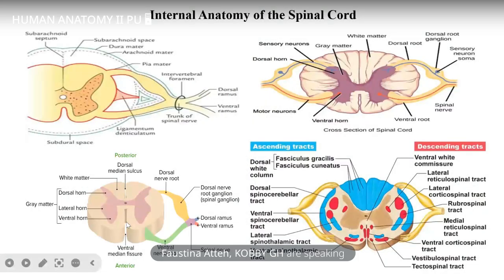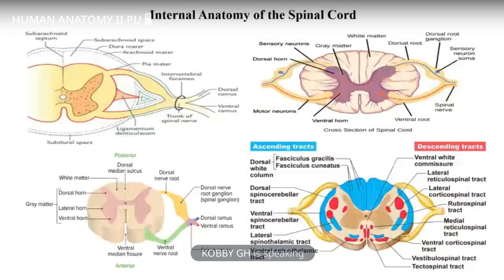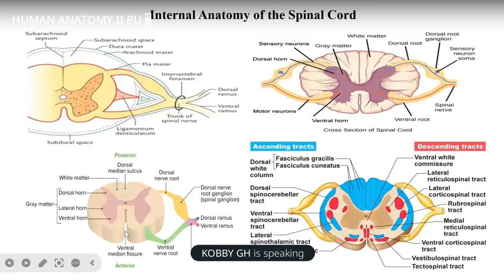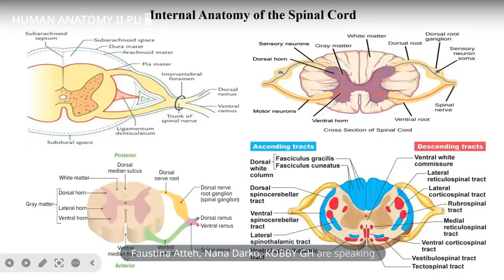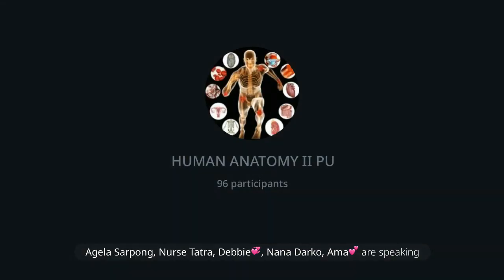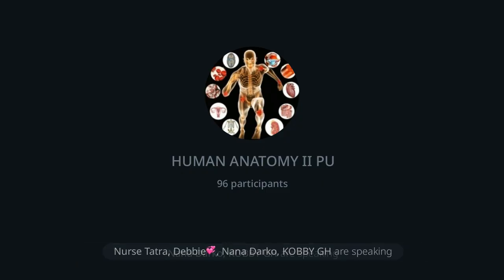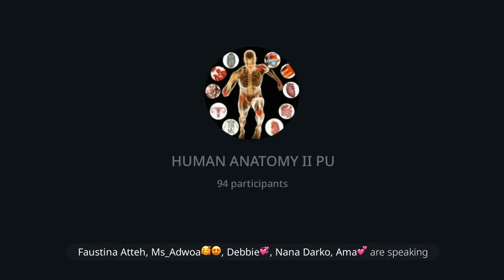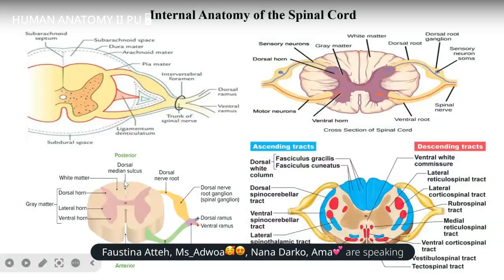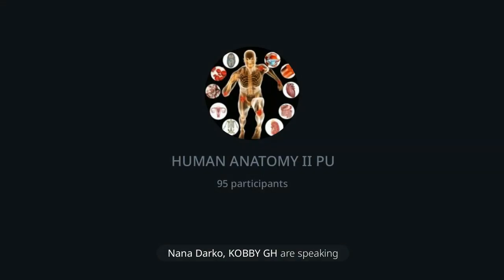In front of the cross section too, we have another inner demarcation here. We call this one ventral median fissure. Say ventral median fissure. Say it after me. Ventral median fissure. Then let's go again. Say dorsal median sulcus. Ventral median fissure.